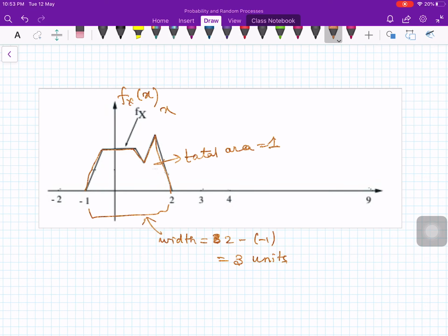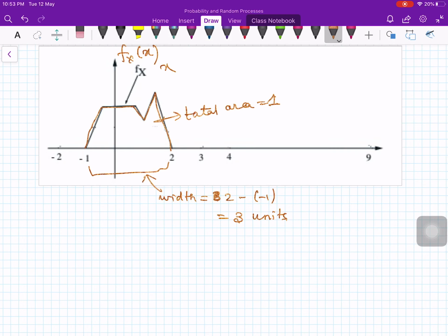Now let's find the distribution of 2x. I have the random variable y equal to 2x plus 3. Let me concentrate only on 2x. First we will find the distribution function of 2x, and then we will see how we can find 2x plus 3. So what do you know about 2x? Well, if x ranges from -1 to 2, then the random variable 2x is going to range from -2 to 4.